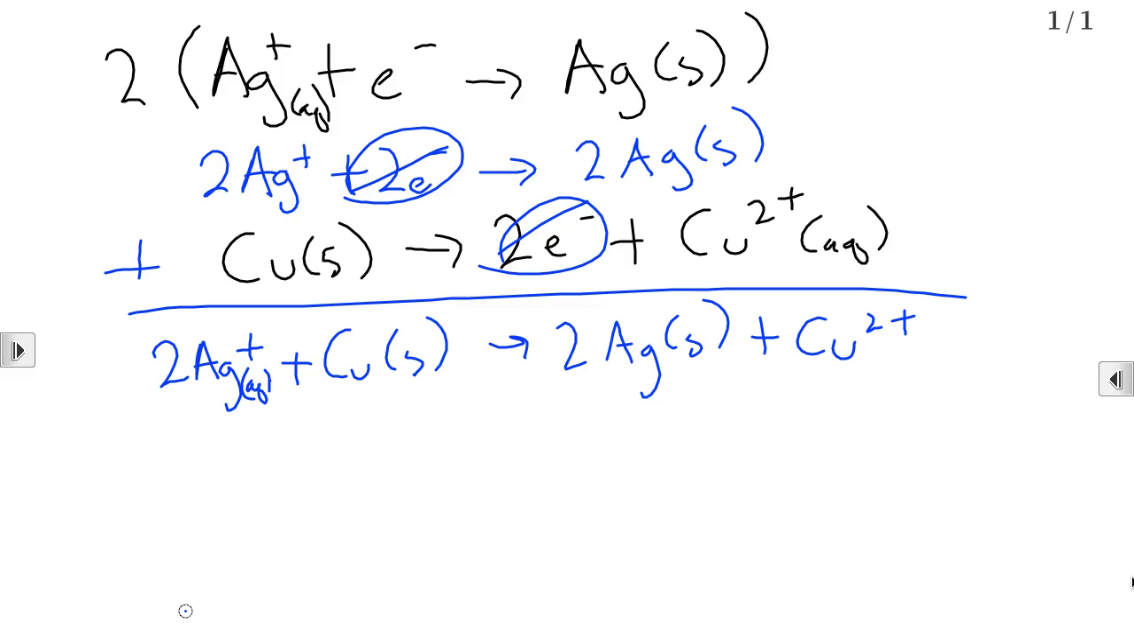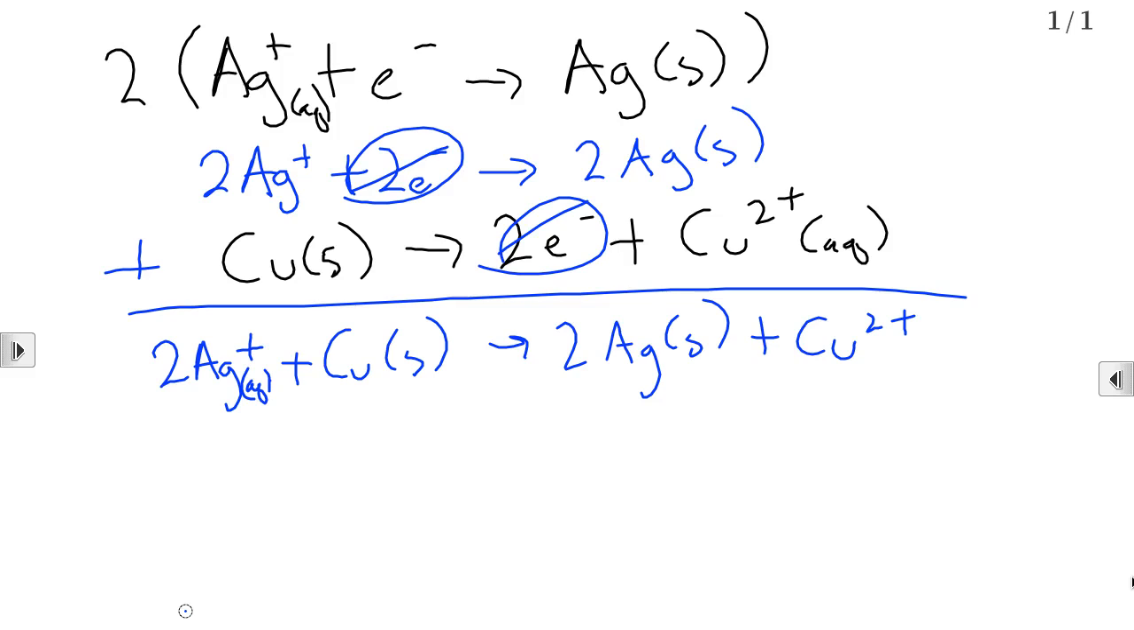And that's that. Yes. So what you do is you split your redox reaction into your reduction and your oxidation, and then you make sure your electrons are the same, and then you put it back together. And when you're done, everything, the charges should balance.